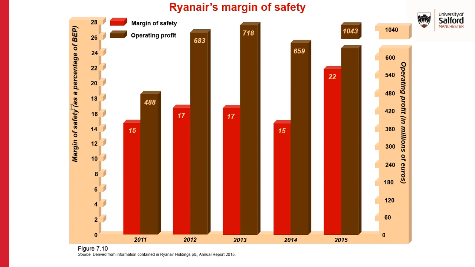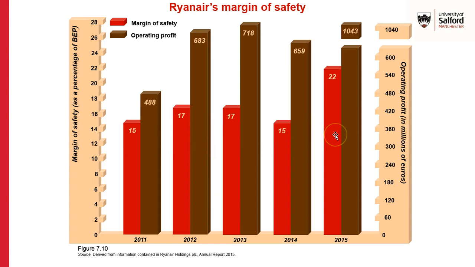Back to Ryanair, it's describing itself in terms of a margin of safety, and this is margin of safety as a percentage of the break-even point. So how far it is above, and this is the operating profit in millions of euros. So that's the operating profit, 22% above the break-even point. That's the operating profit, 15% above break-even, 17, and so on.